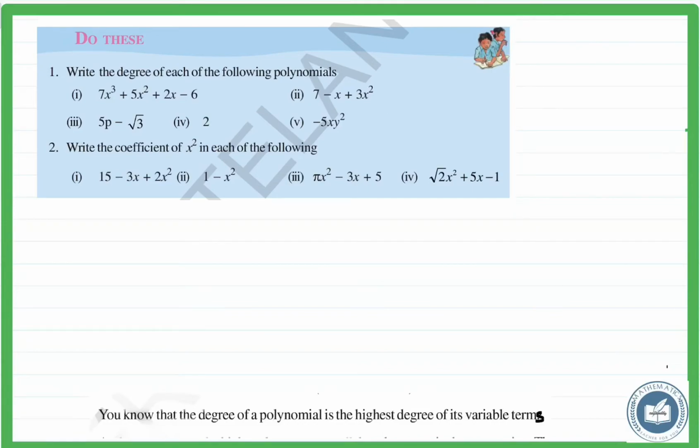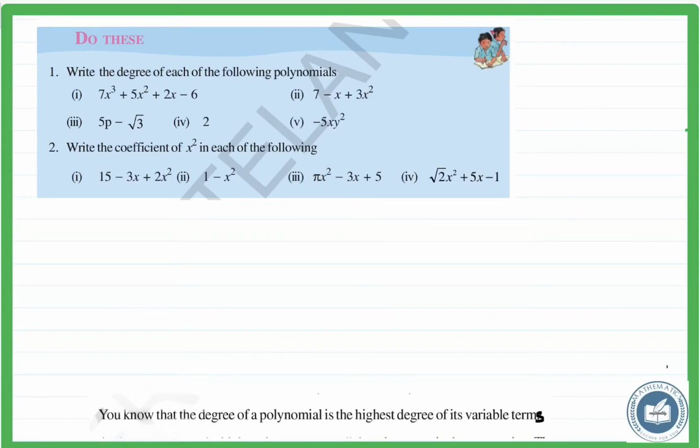Write the degree of each of the following polynomials. So what is the degree of a polynomial? Before learning the degree of the polynomial, first we have to decide the degree of a term. The power or the exponent of the variable is called the degree of the term.